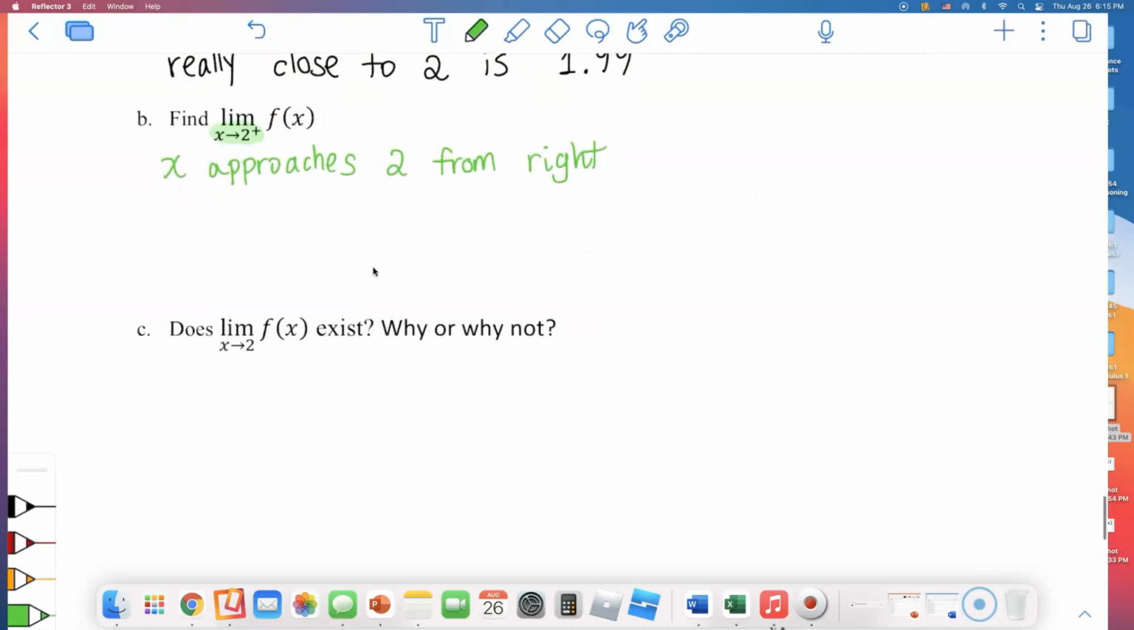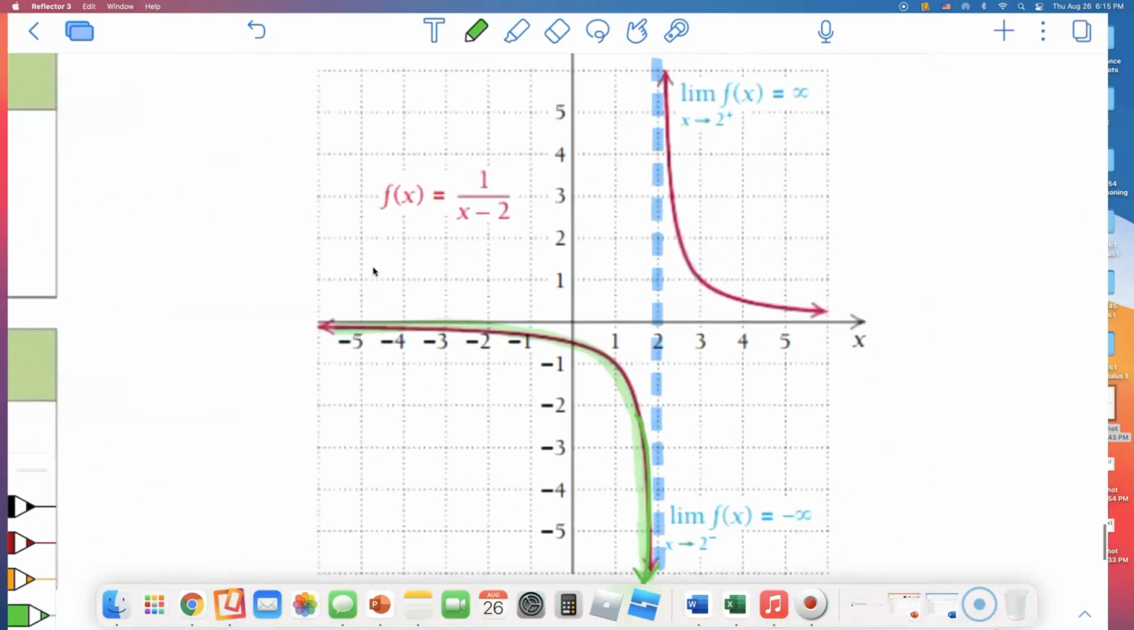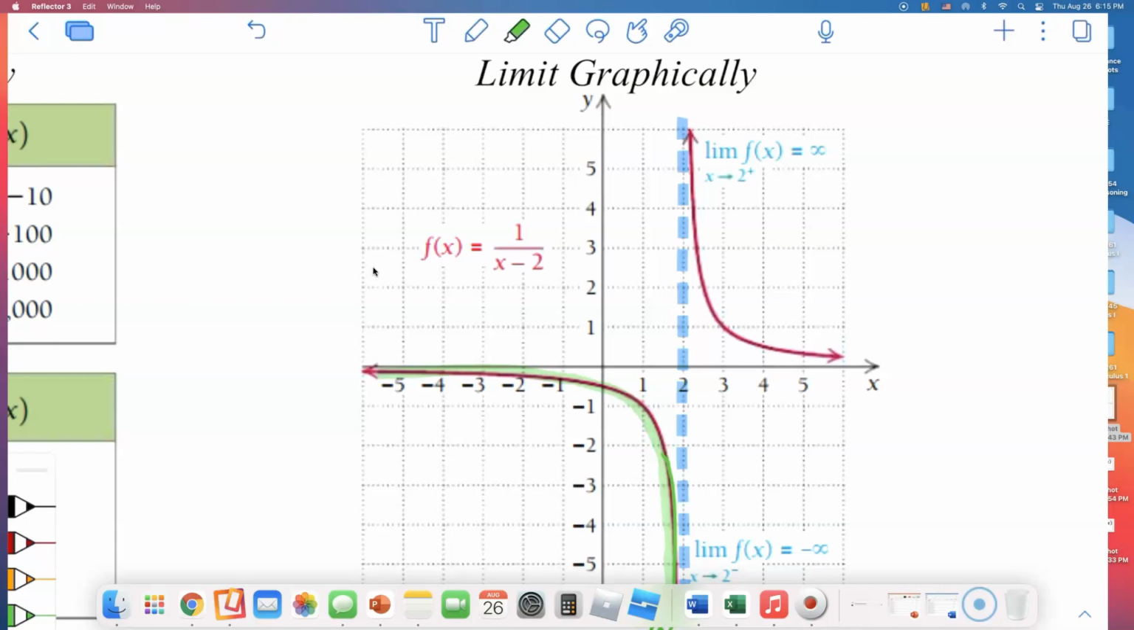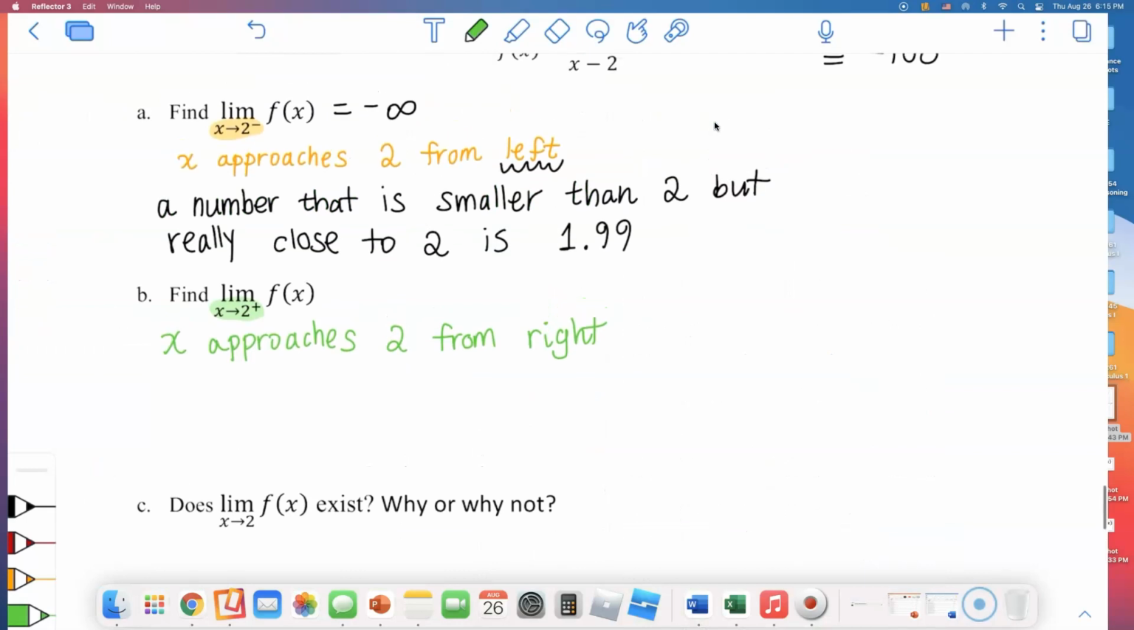Okay, let me go find my graph right here. So here's my graph, and I start somewhere on the right side of 2. I'm going to try to get really close to that dotted vertical line. But look, as it gets closer to that vertical line, as it gets closer to the x value of 2, you see that the graph skyrockets up, right? So that's going up to positive infinity. So I'll say that the limit of f of x as x approaches 2 from the right is equal to positive infinity, because it went up.